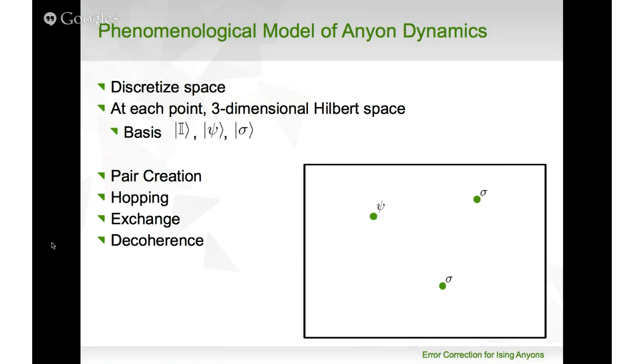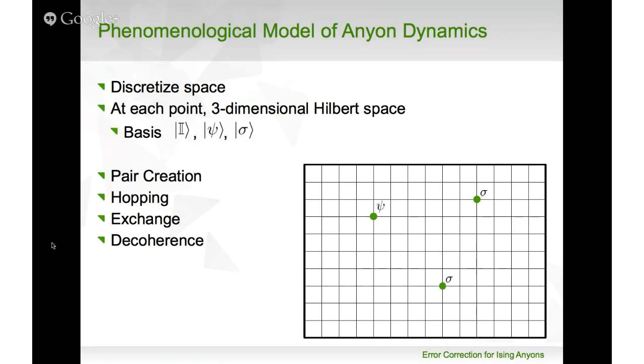So as I said, at the end of the day, we're actually going to compute an error correction threshold, so we better discretize space if we want to fit it on a computer. And we have a lattice, and at each point on the lattice, we're going to associate a three-dimensional space which has vacuum, psi, or sigma charge. And then we're going to allow various operations which are natural microscopic operations to expect are possible for these particles. So we can create two particles out of the vacuum. That's pair creation. We can hop them. We can, of course, exchange them as well, as I showed on a previous slide. And then, of course, if two particles are adjacent to each other, maybe we measure, maybe one hops on top of another, and then we could maybe fuse.